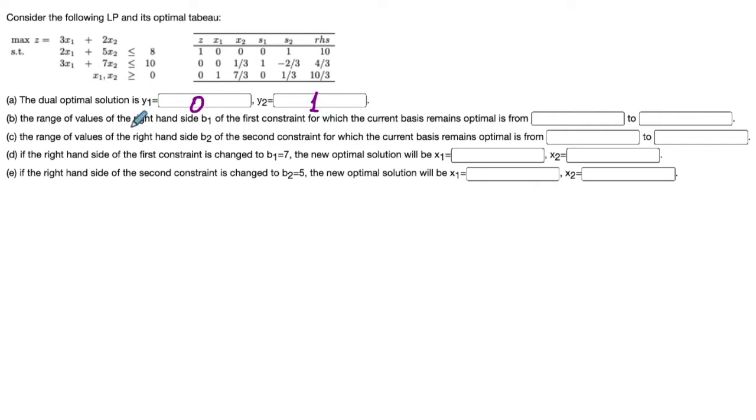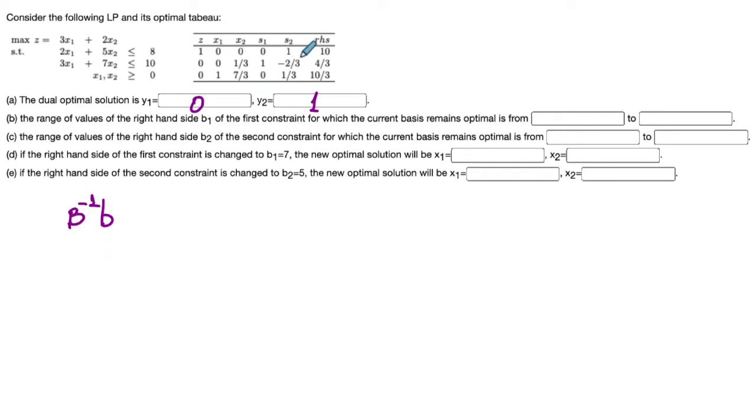Then we need to determine the range of values for the right hand side b1 of the first constraint for which the current basis remains optimal. Alright, so when we change the right hand side, we need to recompute B inverse times b to determine the new values for the right hand side in our tableau after we made the change, right? So in the tableau corresponding to the same basis as in this tableau, but for the problem with the changed data.